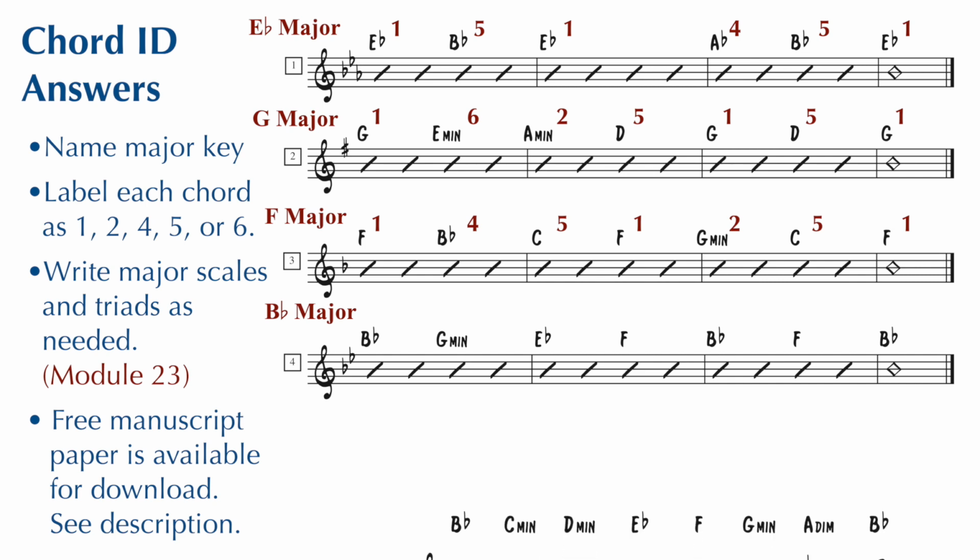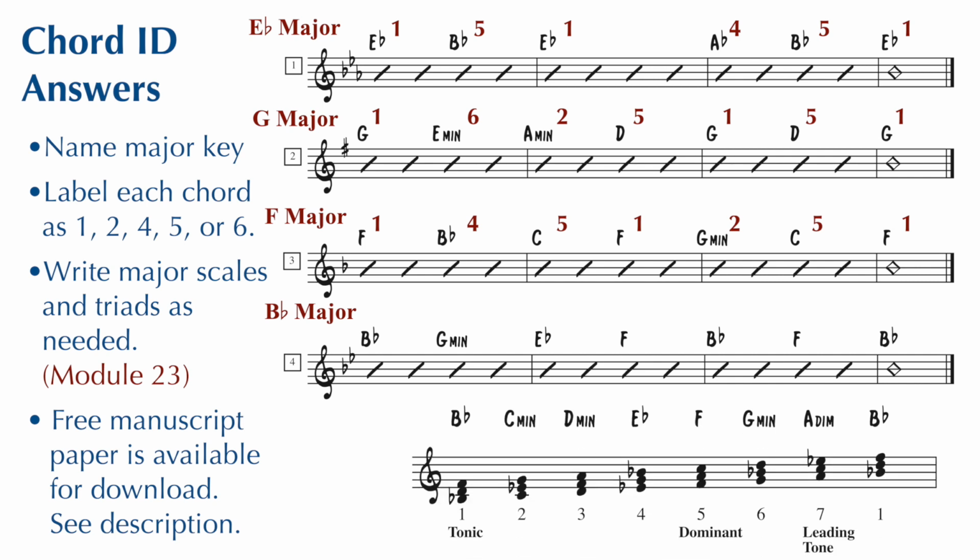And number 4, 2 flats in the key signature puts us in the key of B flat major. Write out the B flat major scale and its triads for reference. Of course, B flat major is your 1 chord. G minor, that'll be your 6 chord. E flat major, that's your 4 chord. F major, that's your 5 or dominant chord. B flat again, that's of course 1. There's another F, that's your 5. And B flat, of course, is your 1 or your tonic.